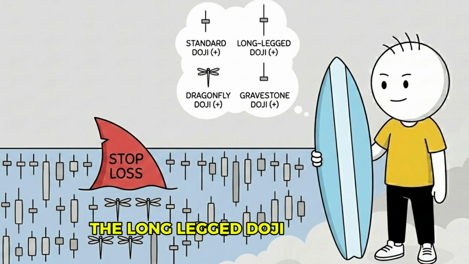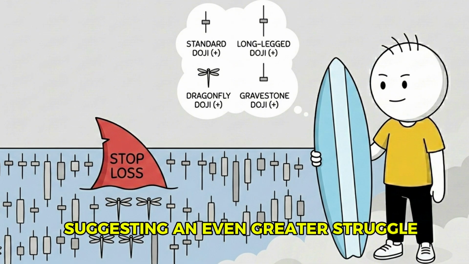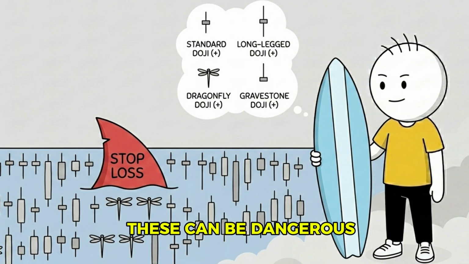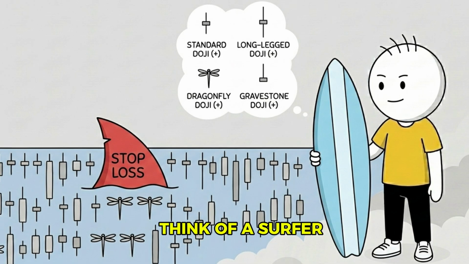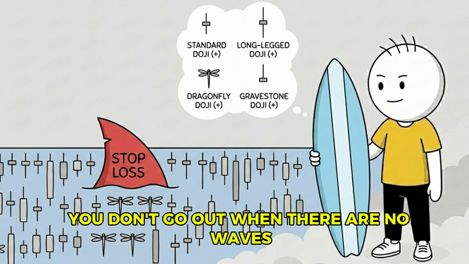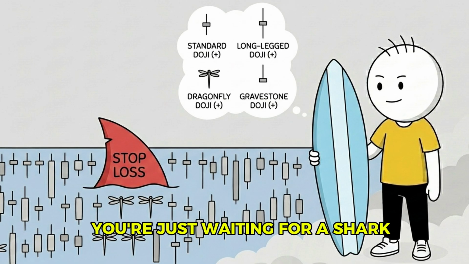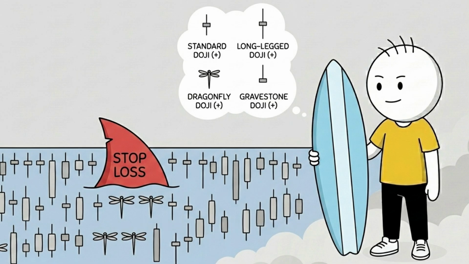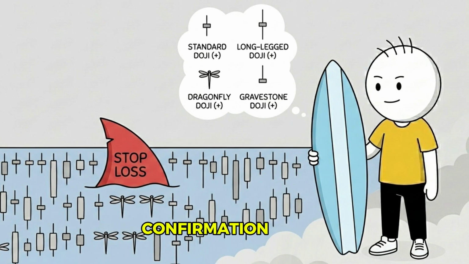The long-legged doji is the same but with much longer wicks, suggesting an even greater struggle. These can be dangerous because they often precede a violent breakout. Think of a surfer. You don't go out when there are no waves. If you enter a market with no volume, you're just waiting for a shark, a stop-loss hit, to find you. Stay away from these unless you're using them specifically for a reversal confirmation.